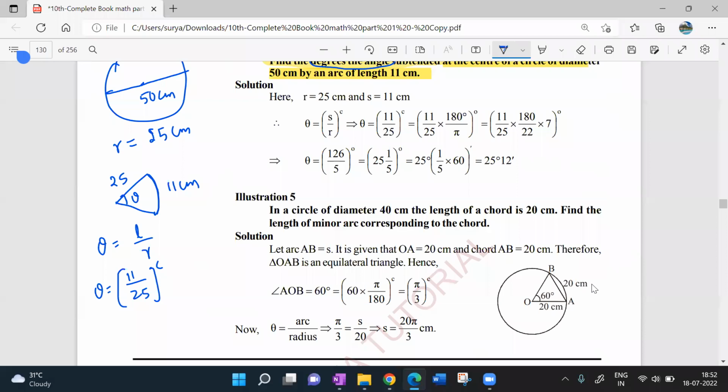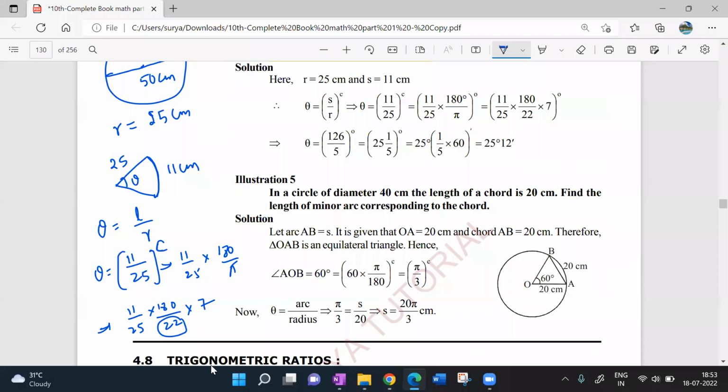Okay, 11 by 25. Now how do you convert into degrees? You have radians, but how do you convert into degrees? 11 by 25 into 180 by pi. I'll simply take the pi value as 22 by 7, so 7 will be the reciprocal. This is total degrees. If you solve this, what are you going to get now?